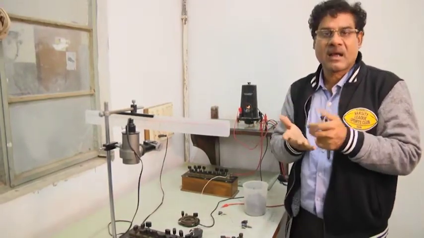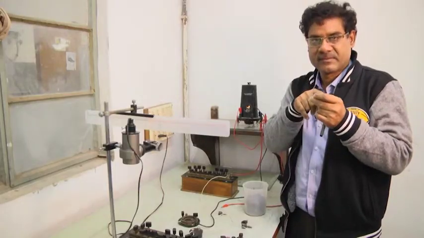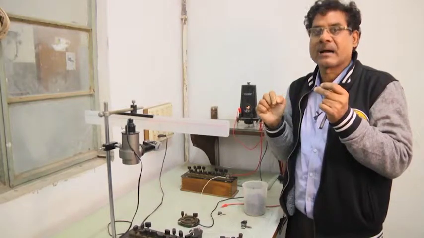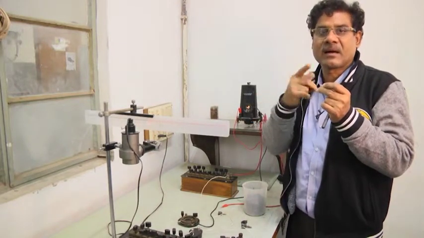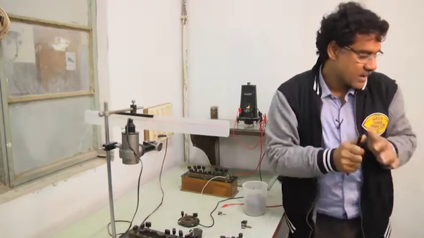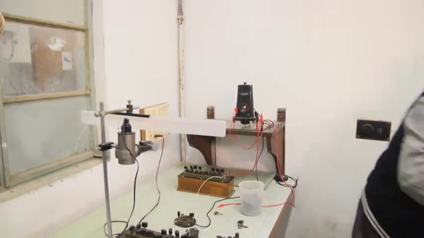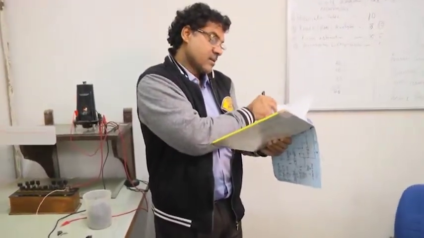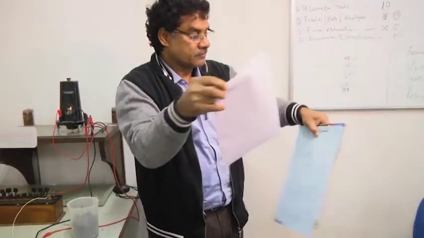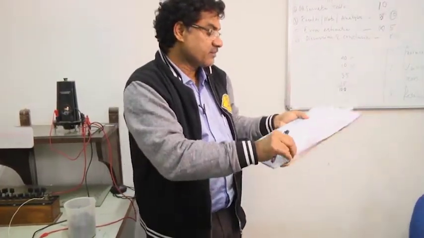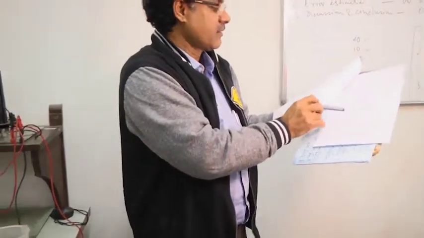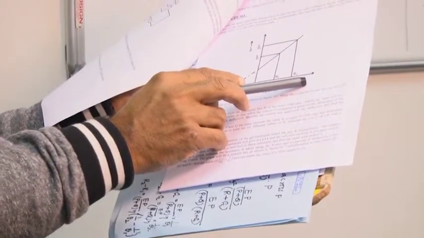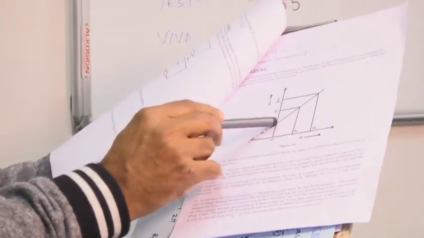Now, just plot the graph of 1 by theta along the y axis versus this R. Then from that curve, find out the slope. Here we did the experiment, and I will show you the plot. Basically you have to plot 1 by theta versus this resistance R, and then you get this type of straight line.